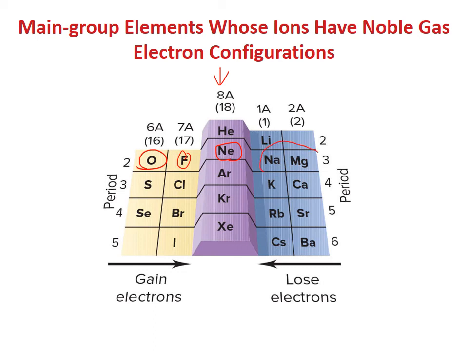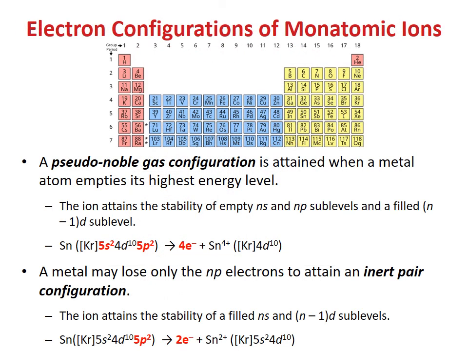Sodium and magnesium are in the third row, so sodium has 1 more electron than neon. It loses 1 electron to become the sodium cation, which is isoelectronic with neon, and magnesium loses 2 electrons to become isoelectronic with neon. Not all main group elements form ions that are isoelectronic with a noble gas. Many of the metals in groups 3, 4, 5 form cations with 2 different stable configurations.